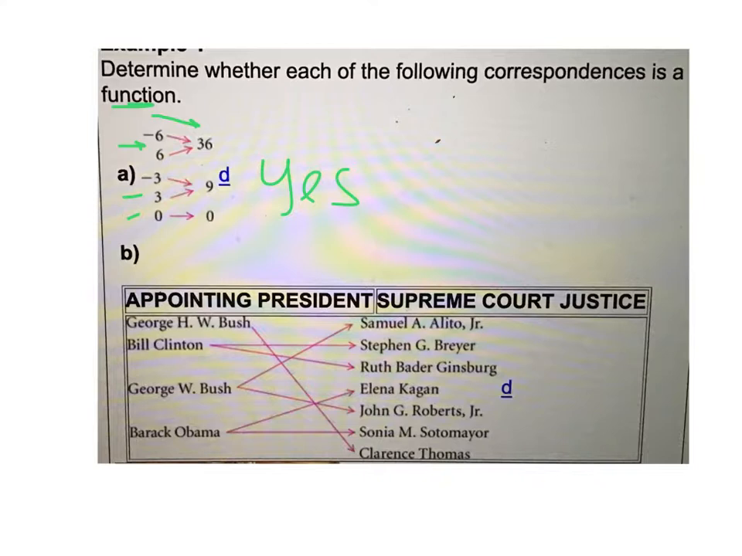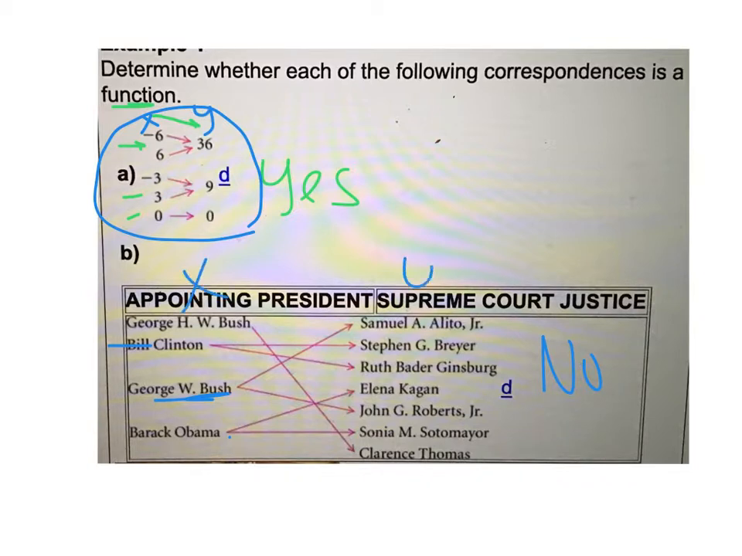Now the second one down here has got presidents and Supreme Courts and stuff. This one is not a function. It'd be a no because if you look at Clinton, Clinton is going to two different justices. George Bush going to two different places. Barack Obama going to two different ones. Whereas up here at the top, every single x was going to just one y. Even though they went to the same y, that's okay. Every x was going to just one y. This would have been the x column, that had been the y column. Same thing here, that had been the x, that had been the y.